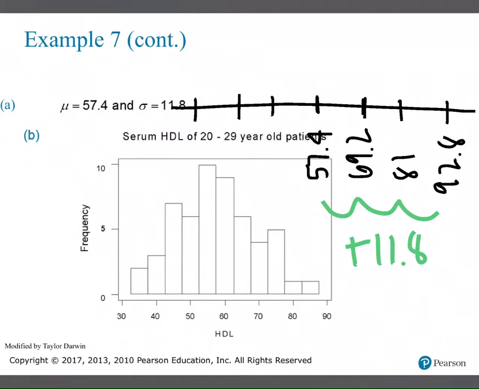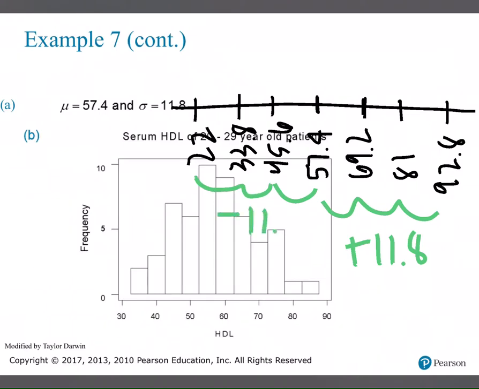If I want to go backwards, I'm going to subtract 11.8 from the mean. So I'm going to go ahead and put the values that I would get: 45.6, 33.8, and 22. So I just keep subtracting 11.8 from the previous number. Keep on subtracting to get those values.